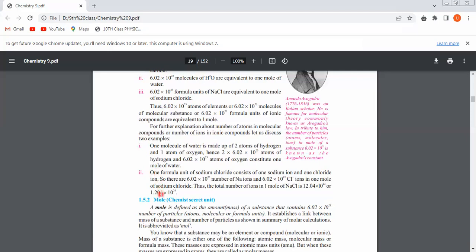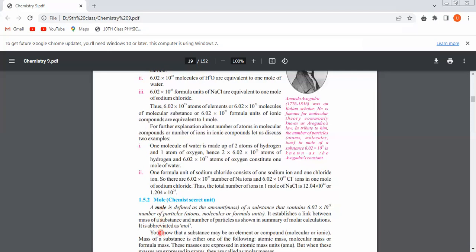Mole, the chemist's secret unit. A mole is defined as the amount of a substance that contains 6.02 × 10^23 particles: atoms, molecules, or formula units. It establishes a link between the mass of a substance and the number of particles, as shown in the summary of molar calculation. It is abbreviated as mol.